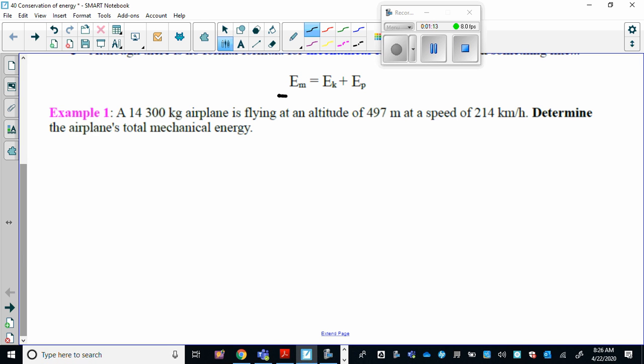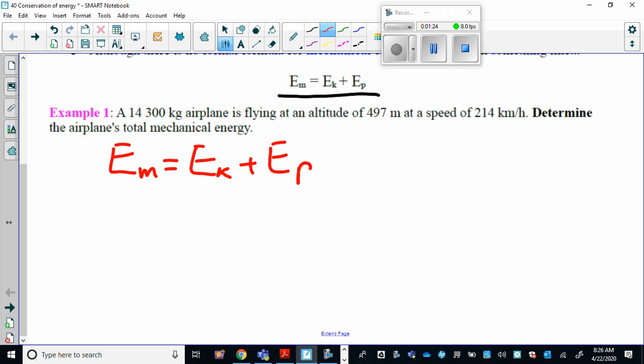And the formula is right here for us, in a different color. It simply is: mechanical energy equals the kinetic energy plus the potential energy. From our previous lessons, we've learned that the kinetic energy is 1/2 mv squared. The potential energy is mgh, and in this question, it's just a matter of plugging in the numbers. Make sure you convert kilometers per hour to meters per second.